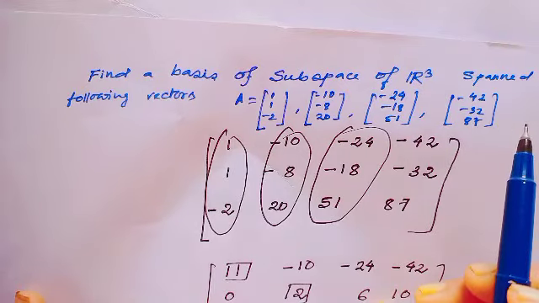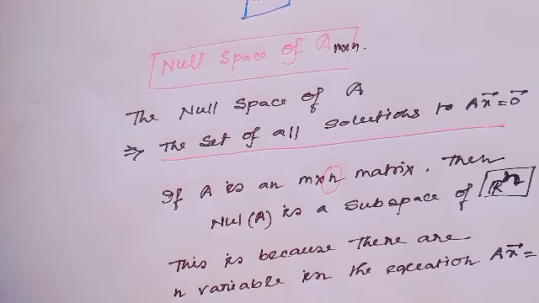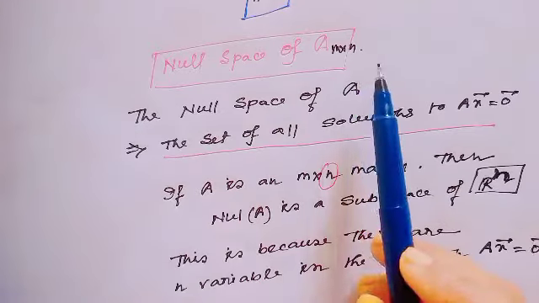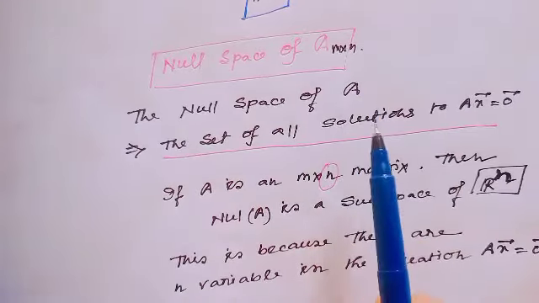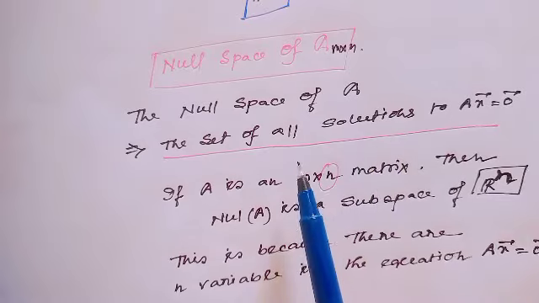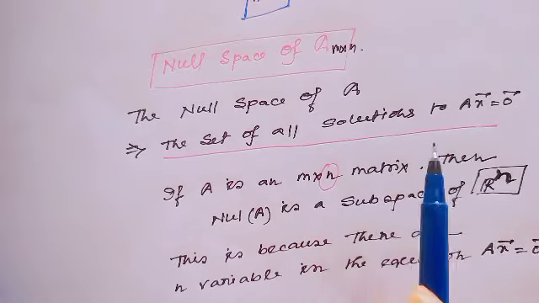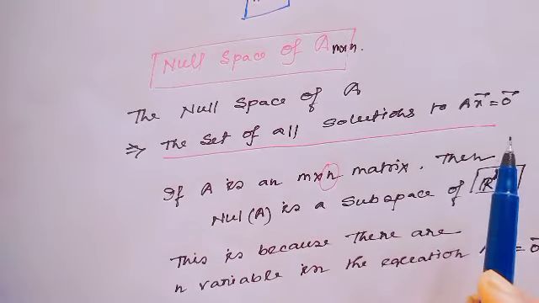Are you getting it? Now I will look at another type of subspace, the null space of an M cross N matrix. The null space of a matrix A is the set of all solutions of Ax equals 0.